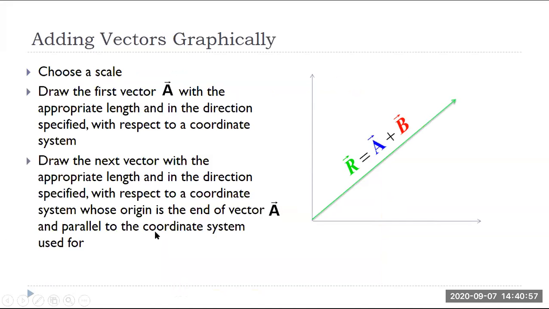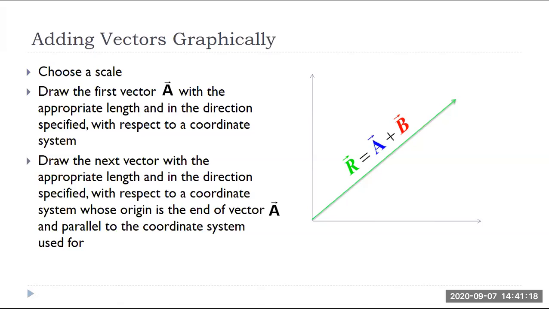All right, so we want to know how to add vectors, because eventually we're going to be interested in adding velocities together or subtracting velocities when we talk about acceleration. This is the general way that we would add vectors. The first thing we have to do is choose some sort of scale. We're just doing this graphically at this point.